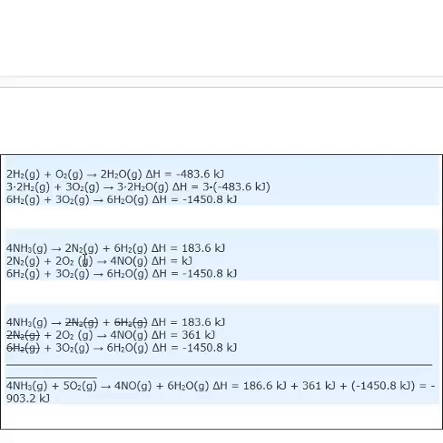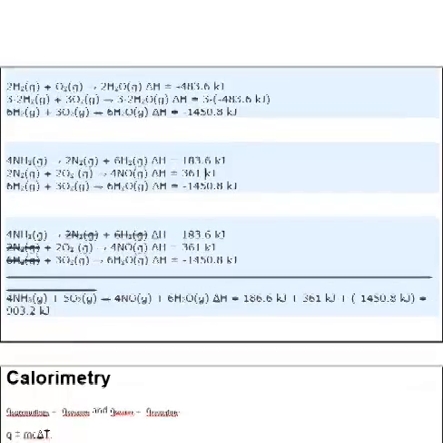4 NH3 gas goes to 2 N2 gas plus 6 H2 gas, delta H equals 183.6 kilojoules. 2 N2 gas plus 2 O2 gas goes to 4 NO gas, delta H equals 361 kilojoules. 6 H2 gas plus 3 O2 gas goes to 6 H2O gas, delta H equals negative 1,450.8 kilojoules. So that's all you're doing.